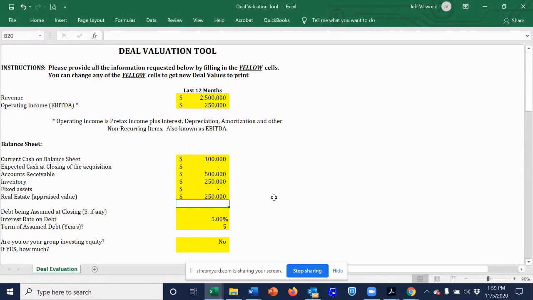Okay. So those are the basic items from the balance sheet. So what else do we need? Debt being assumed at closing. So what in the world is this? Let's say you're buying a business that has delivery trucks.